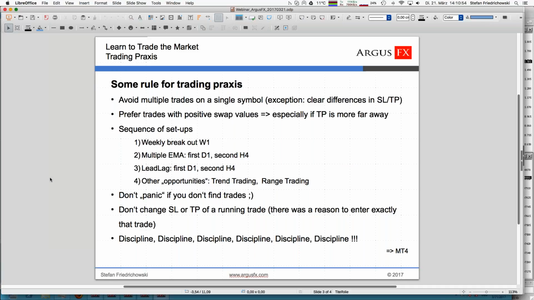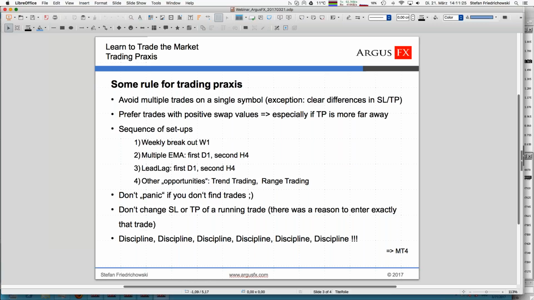What is the kind of sequence I personally apply in order to come up with my personal selection of trading activities, either market trades or pending trades with, for example, buy limit or whatever. So two comments before I really start. One comment is simply that I avoid multiple trades on a single symbol.